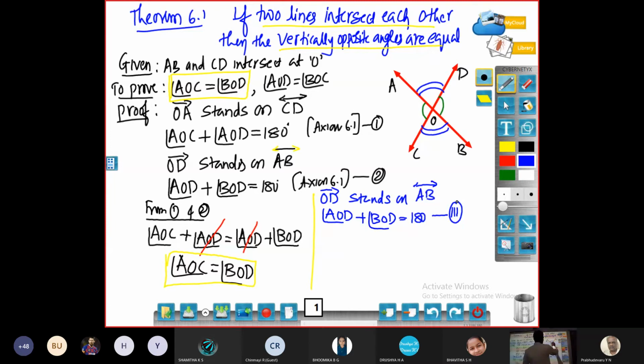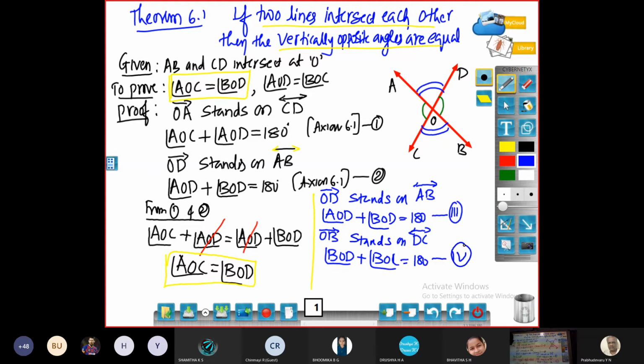Similarly, you can write OB is a ray standing on DC, line DC. So adjacent angles form here. Angle BOD plus angle BOC is equal to 180 degrees. So this is called 4.